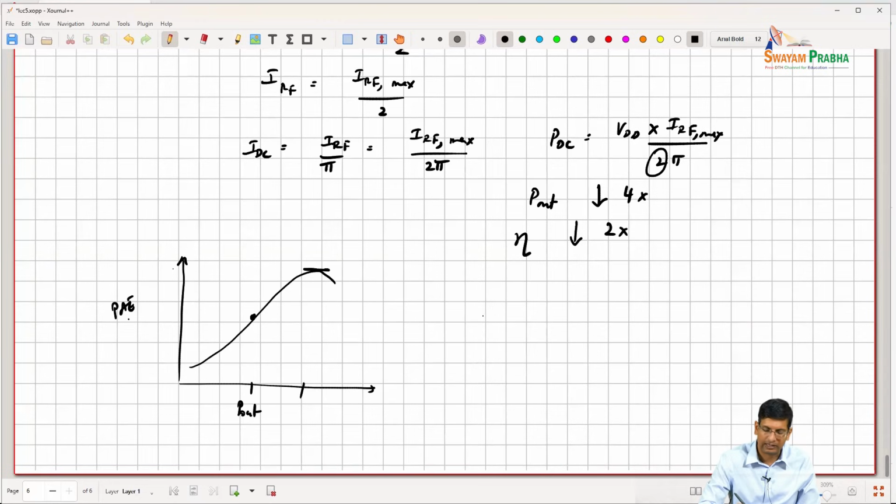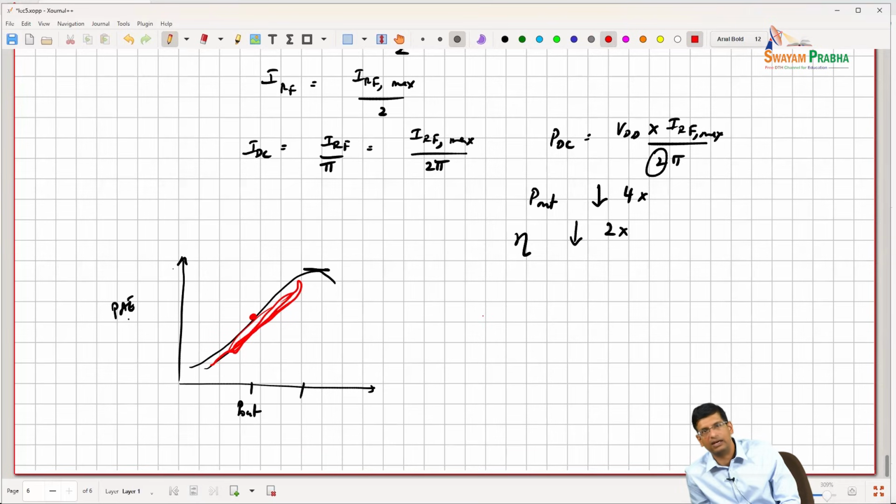Now, given my constellation, I am traversing this curve. Sometimes I'm generating this P out, sometimes I'm generating this P out, so I'm moving up and down this curve. So I can get a concept of average efficiency in my system. But clearly that average efficiency is going to be much less than my peak efficiency if my average power is much less than my peak power. So operating at back off becomes a real problem.